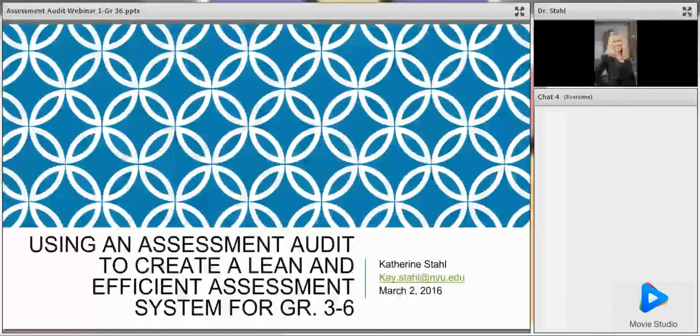We are very pleased to have with us today Dr. Catherine Stahl to present our Strand 14 series, Using an Assessment Audit to Create a Lean and Efficient RTI Assessment System for Grades 3 through 6. Today's topic is Grades 3 through 6, General Introduction to the Assessment Audit Process, Forms and Foundations.